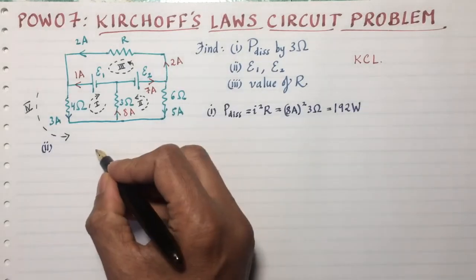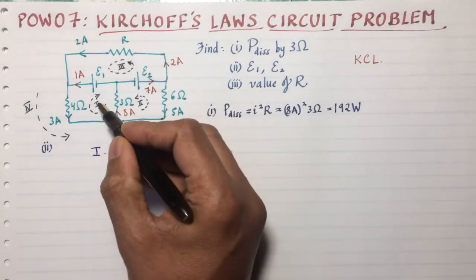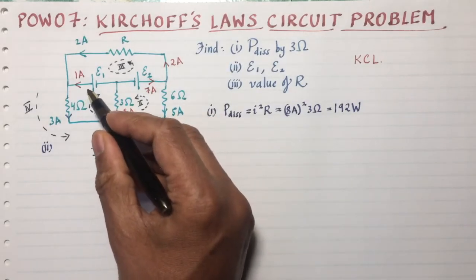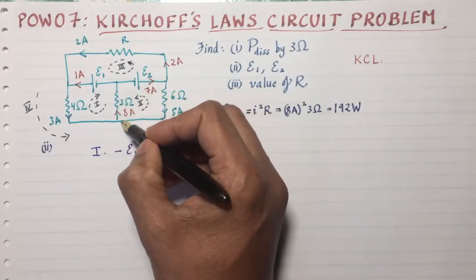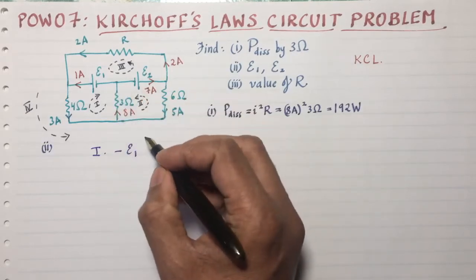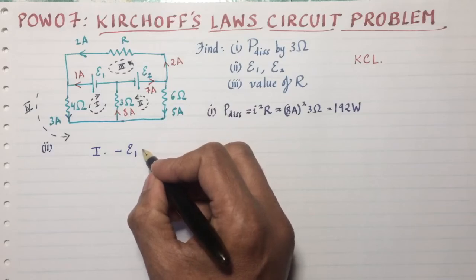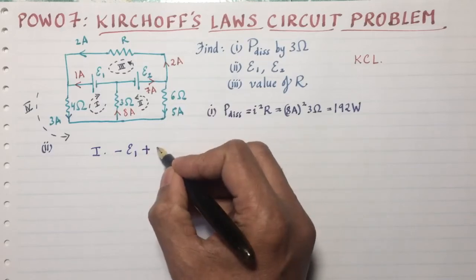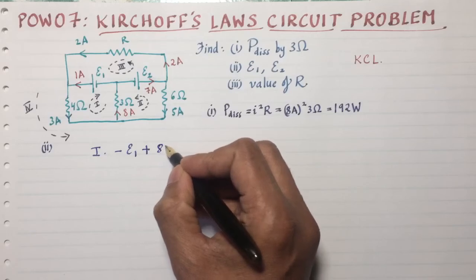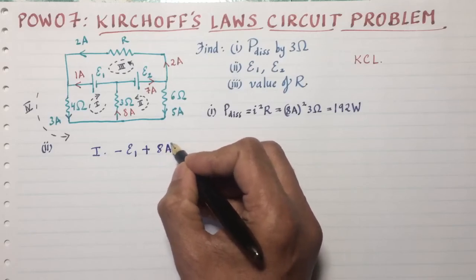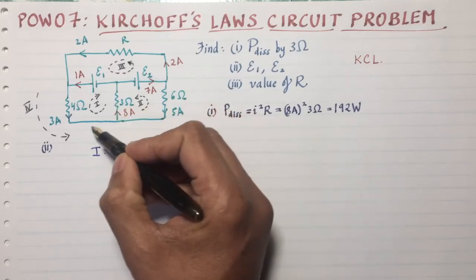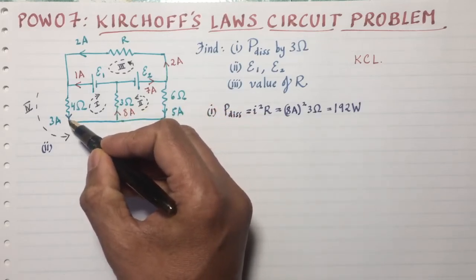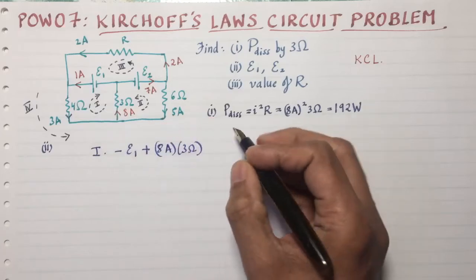I always like to start from the battery. So starting from the battery, I'm climbing down in potential, so I get negative E1. I'm meeting 8 amperes, so I must be going uphill. So that gives me plus I, which is 8, times resistance, which is 3 ohms. And then I'm again meeting 3 amperes coming my way, so I must still be climbing.